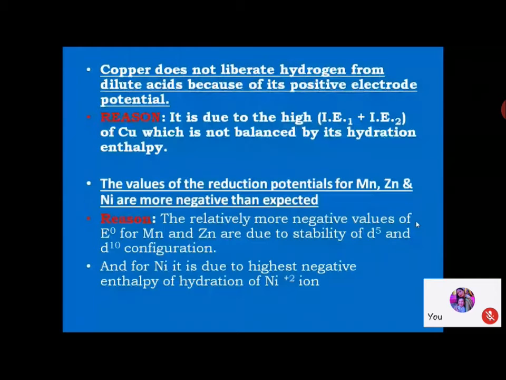Try to write the electronic configuration, then try to answer. Maximum time you need is to write down the electronic configuration. Answer for me too. What is the reason?